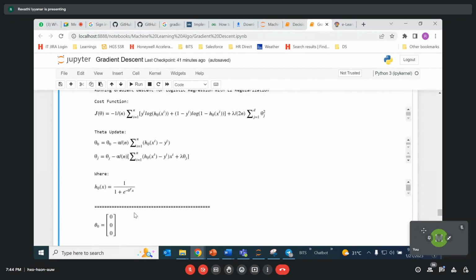One small catch is that in gradient descent, for theta naught alone we won't apply regularization. It's a formula only. The other thetas apply the regularization.